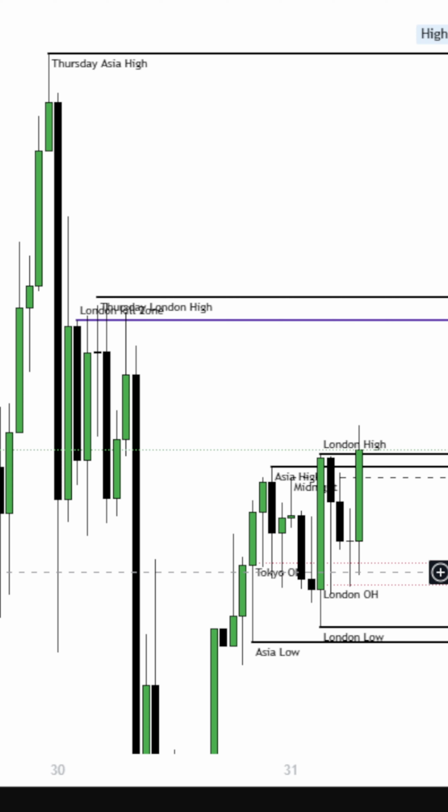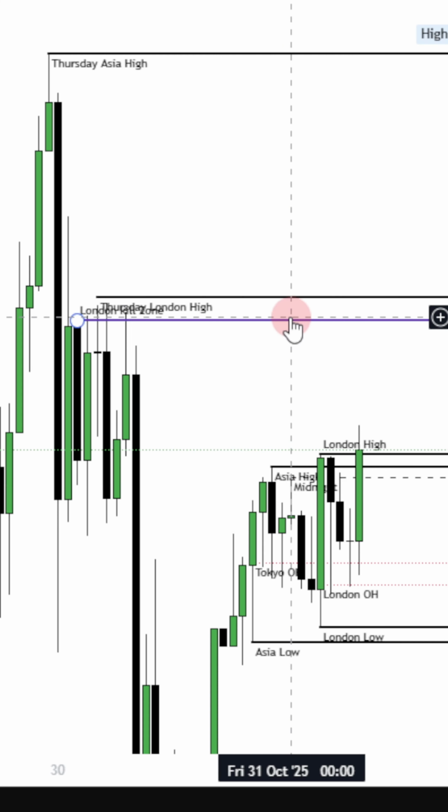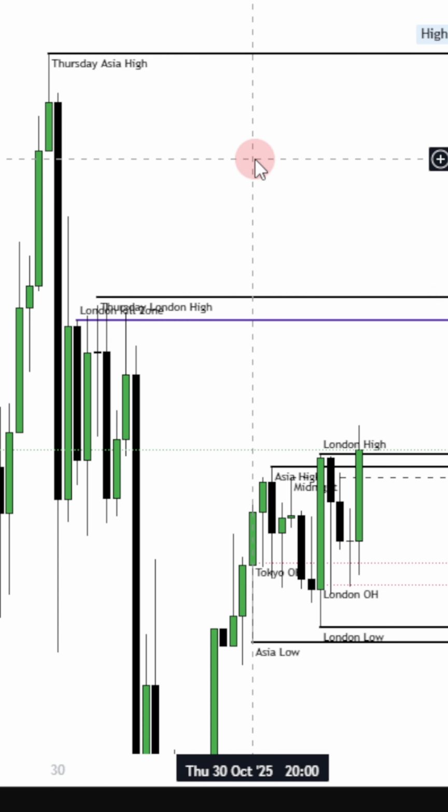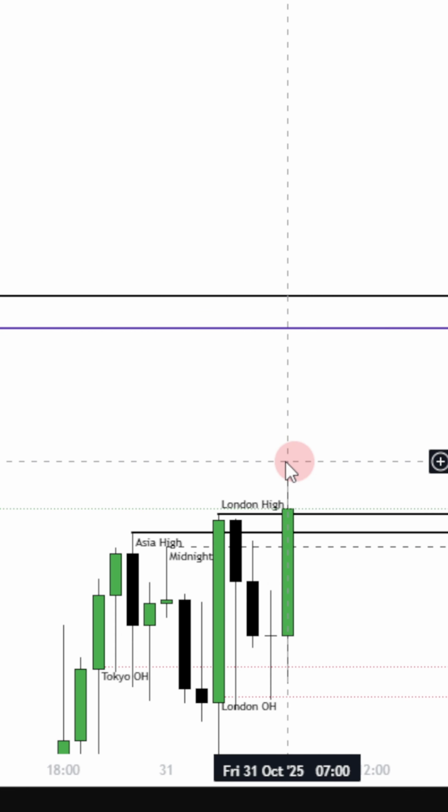All right, let's talk about the setup and the entry. So I focused on the New York kill zone, which is 9:30 to 11 a.m., to look for an entry. Price took out the London session highs. However, because we had previous day session highs above, I just waited for a clear break of structure before I entered the trade.